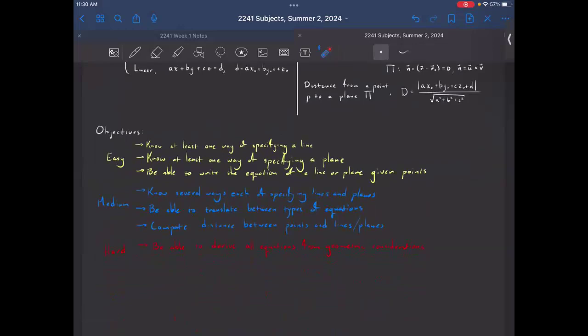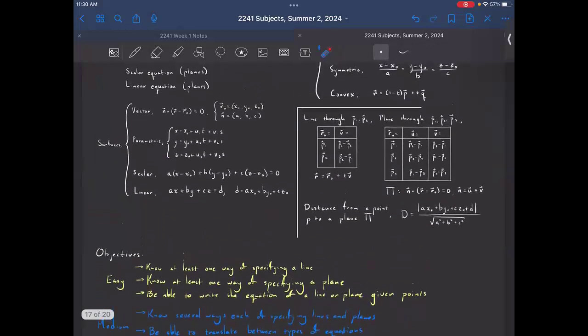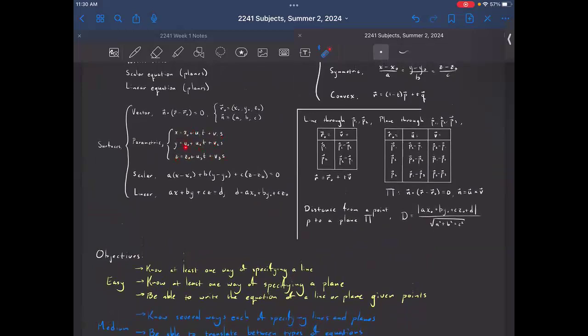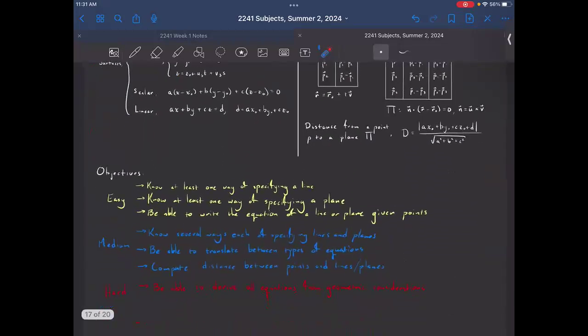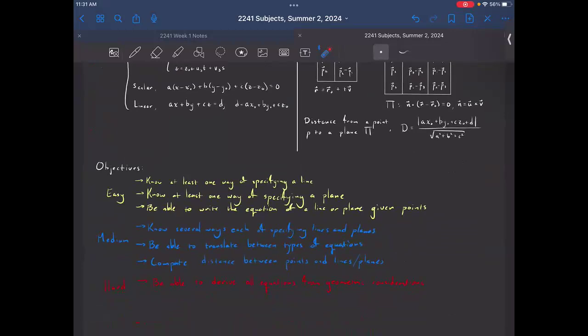All right, and then the medium objectives here, you should know several ways each of specifying lines and planes, and you should be able to translate between them. So given, say, the parametric equations for a plane, you should be able to take those and turn them into a vector equation for the plane, or a scalar equation for the plane. Or if you're given the symmetric equations for a line, you should be able to take those and turn them into the parametric equation for a line, or a vector equation for a line. That's what I mean by translate between equations.